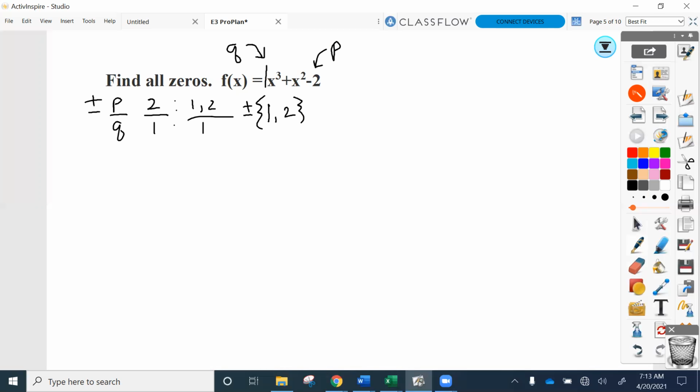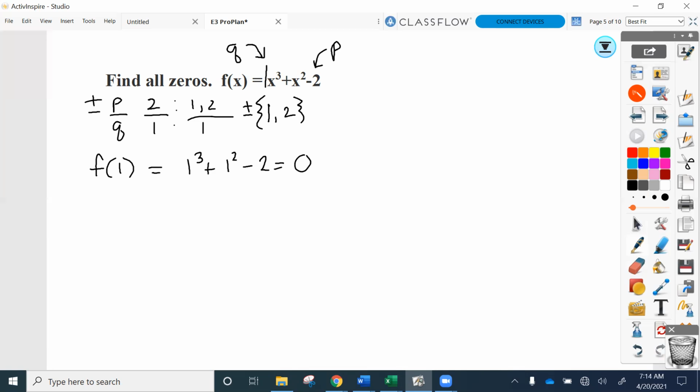Okay, so let's try a couple. Let's try f of 1. If you put 1 in the original equation, you'll get 1 cubed plus 1 squared minus 2. So that's 1 plus 1 is 2, minus 2. That does give you 0. Well, that's kind of cool.